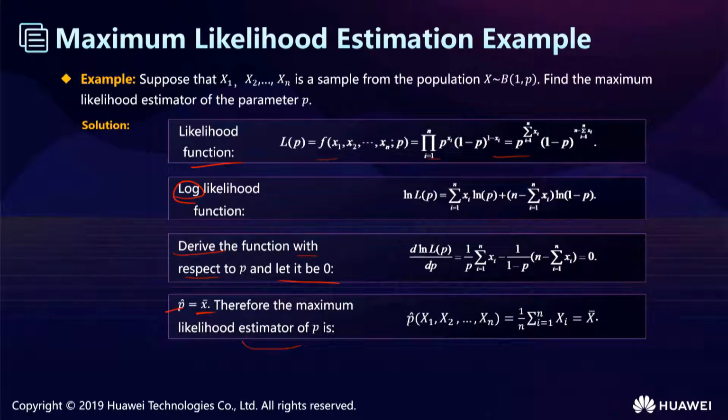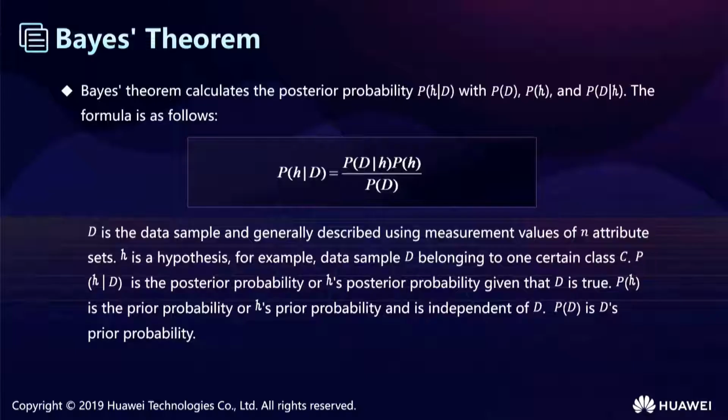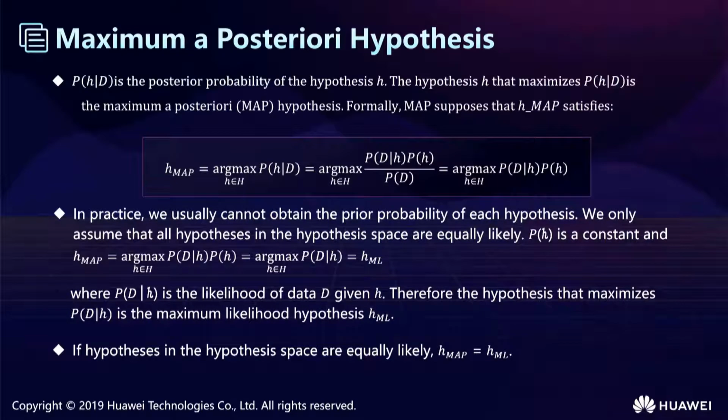And let's see the Bayesian method. Bayesian estimation is also a probability-based method, using Bayes' theorem and the conditional probability formulas we talked about. We calculate the posterior probability, and then choose the largest one to find which estimator is best.